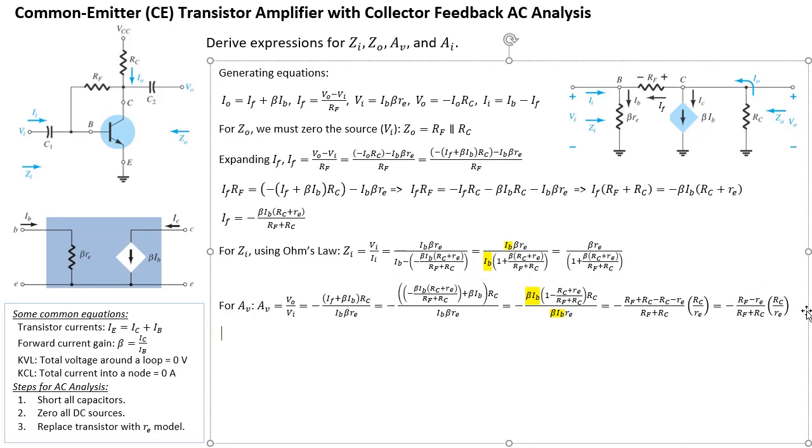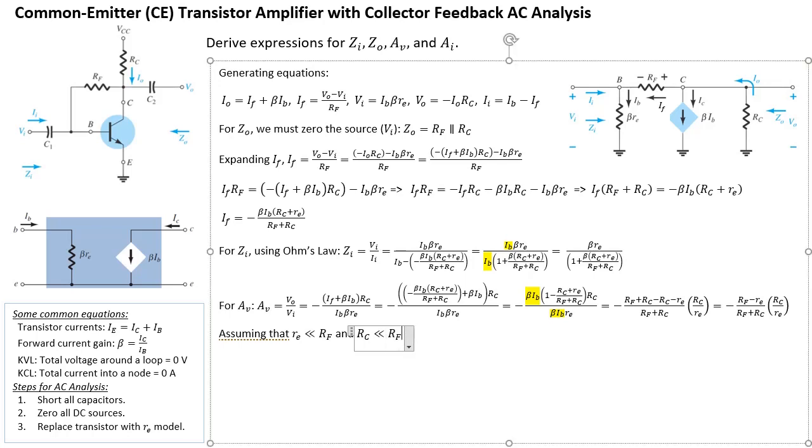So therefore, AV, which is our voltage gain, is going to be, oh okay, let's make some assumptions. Number one assumption is that RE is very much smaller than RF, so it should be at least 10 times smaller than RF. Another assumption that we can make is that RC is typically much smaller than RF as well, so at least 10 times smaller than RF.